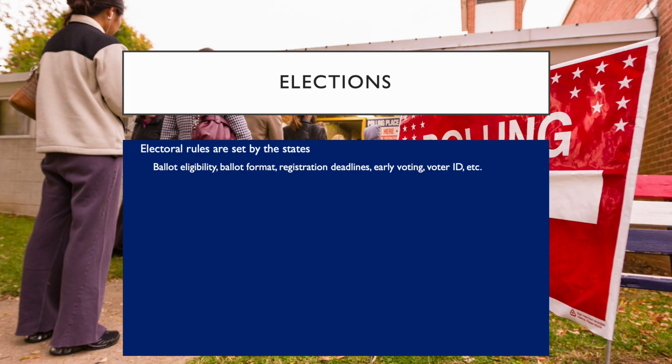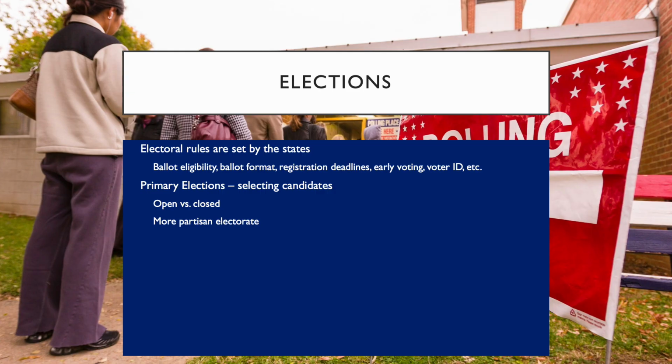Can you register the same day? What information do you need to register? Early voting rules, absentee voting rules, whether or not you need a voting ID. All of these are set by the individual states. So the rules around voting are going to differ widely from state to state.